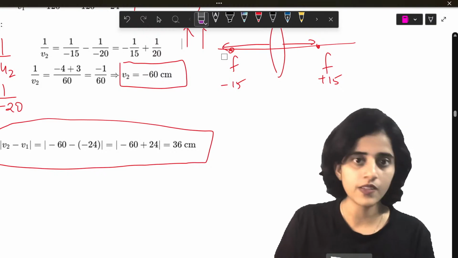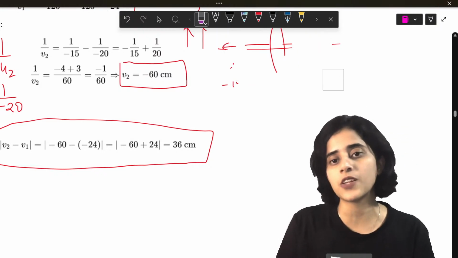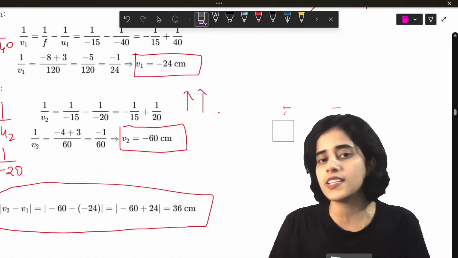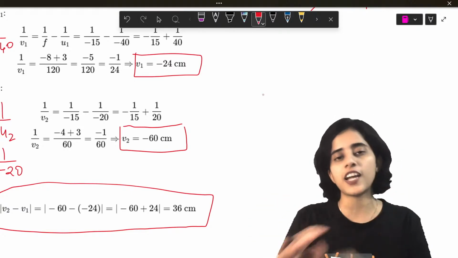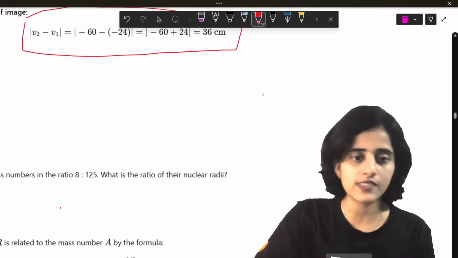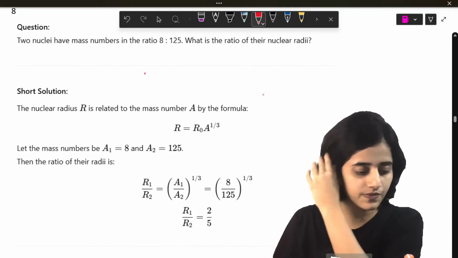I want you to understand the concept. See, optics problems are very easy, but you should understand if it's positive or negative. That's the only challenge there. Otherwise, it's easy. Okay, let's move on.